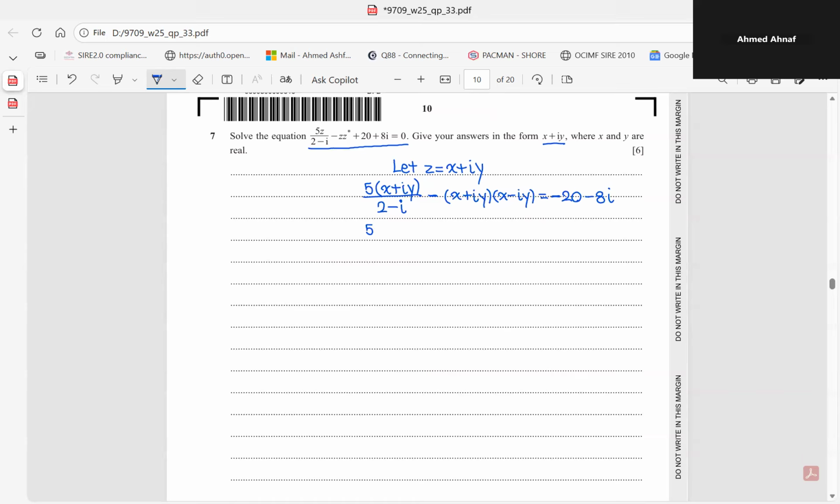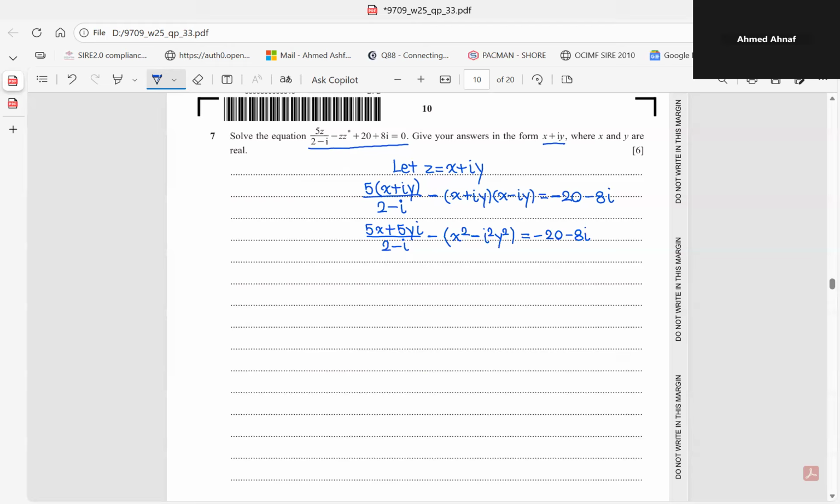So expanding the numerator, you get 5x plus 5yi over 2 minus i. And then minus x plus iy times x minus iy, you would get x squared. I'm using the difference of squares here. So x squared minus iy squared. So iy squared, you get i squared times y squared. Then we equate it to minus 20 minus 8i.